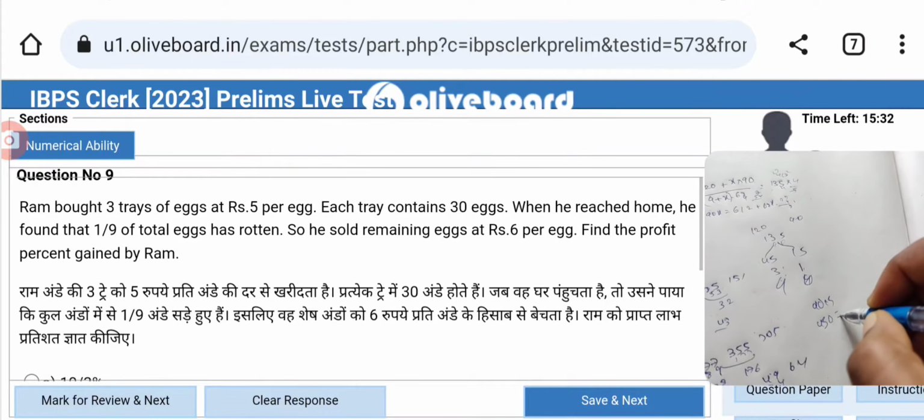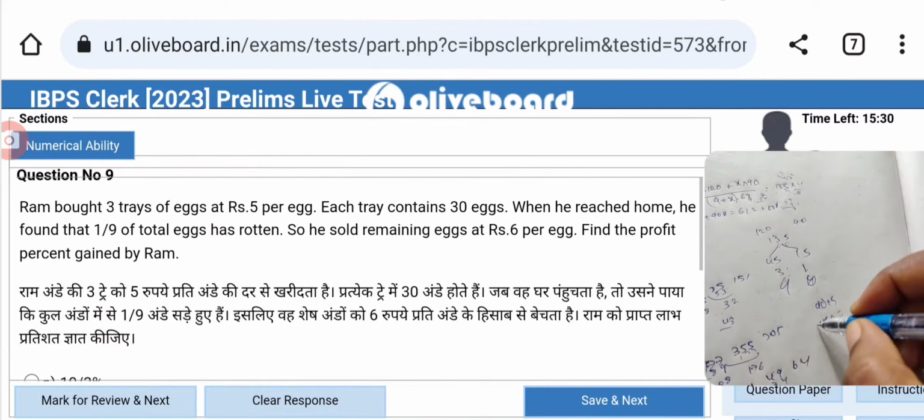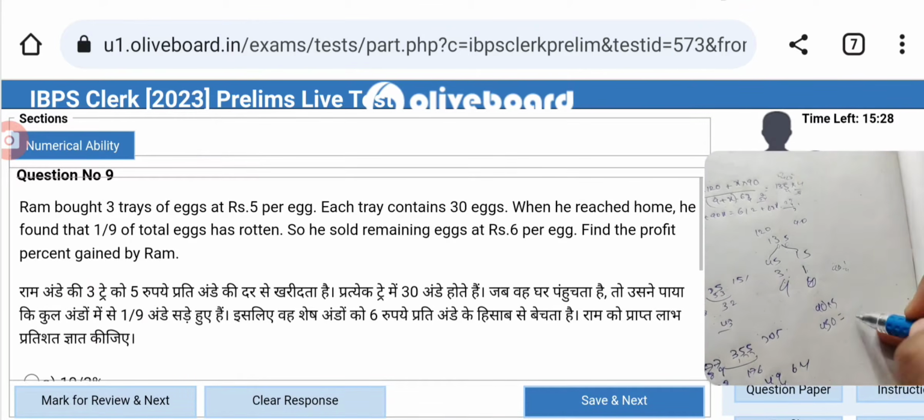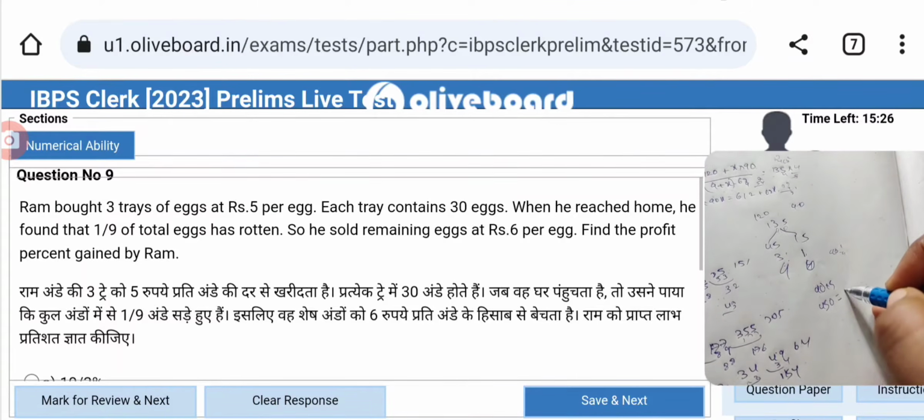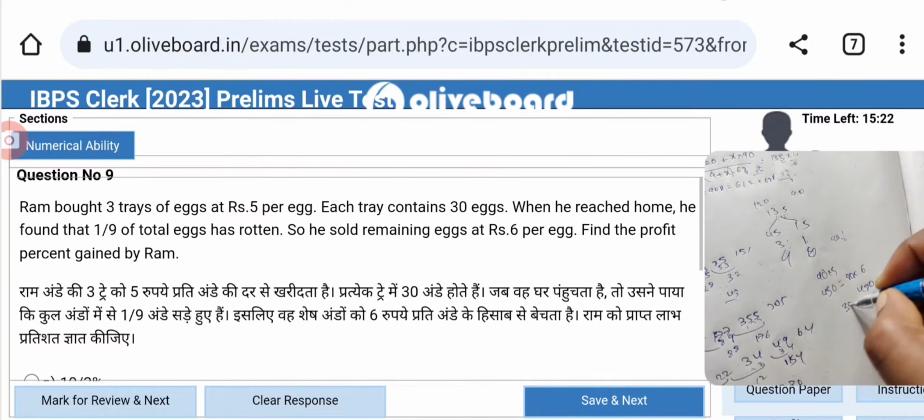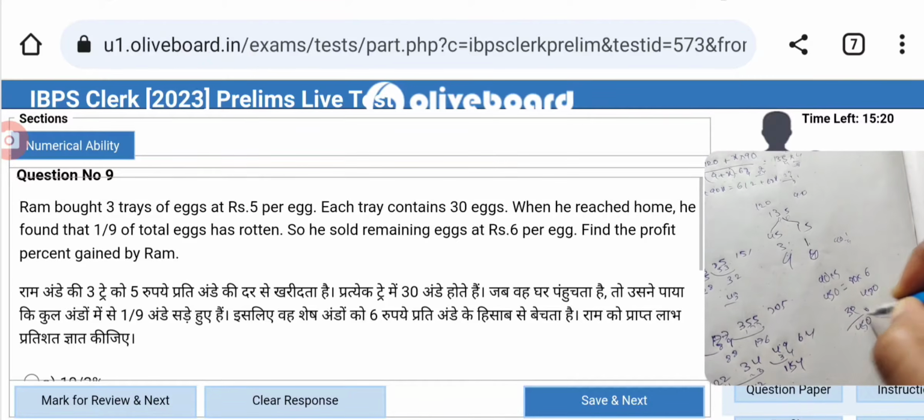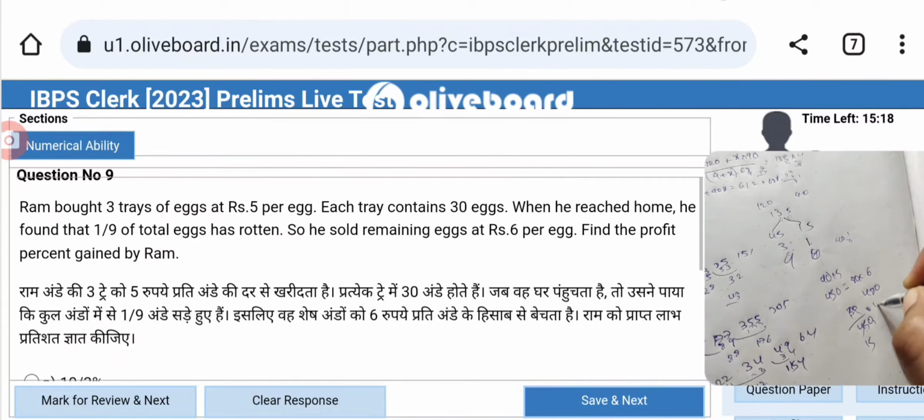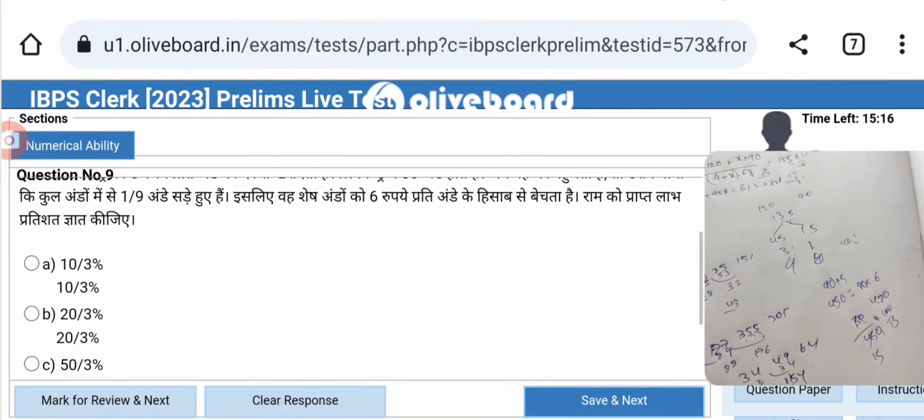When he reached home, he found 1/9 of the total eggs, 90, 1/9, 10 is the total and the remaining 80 eggs at 6, 480, so 30 profit. So 15, 100 by 15, 20 by 3%.